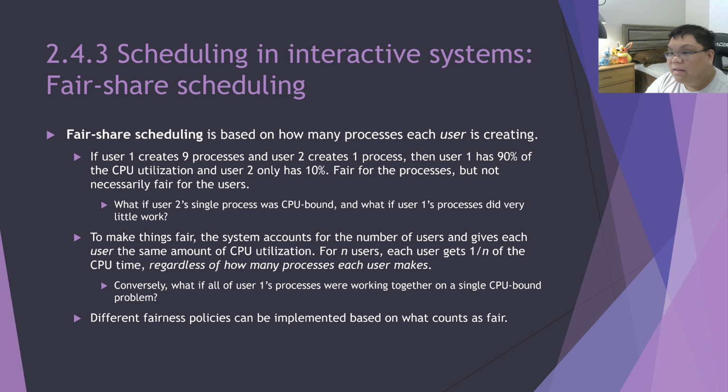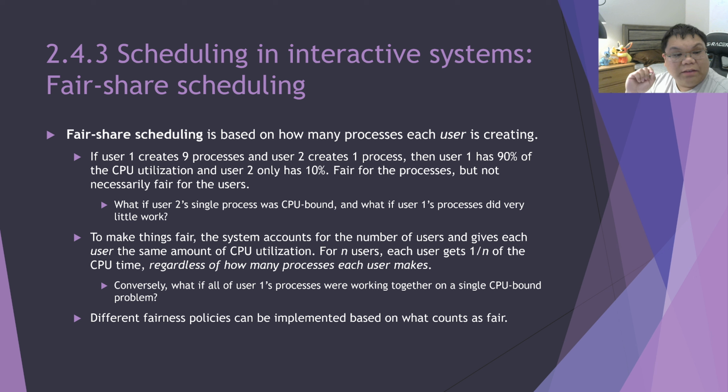Fair share scheduling is based on how many processes each user is creating. So let's say we have 2 users. User 1 creates 9 processes. User 2 creates 1 process. Then you would expect to split up CPU time so that user 1 has 90% of the CPU utilization and user 2 has 10%. Fair for the processes, not necessarily fair to the users. Or is it?